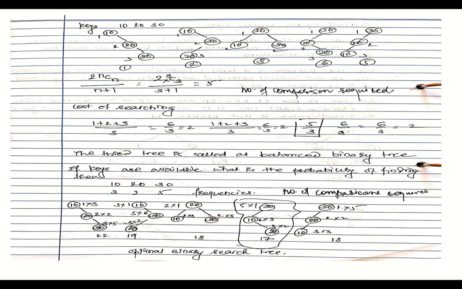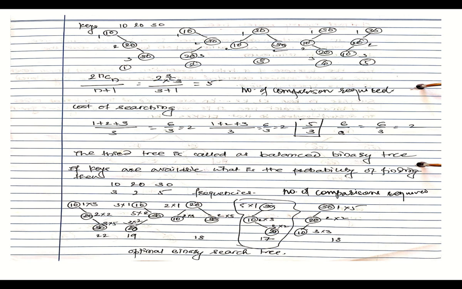Then the third combination will be 20 as the root, 10 on the left-hand side, and 30 on the right-hand side, correct? This is the only combination available for 20 as the root.